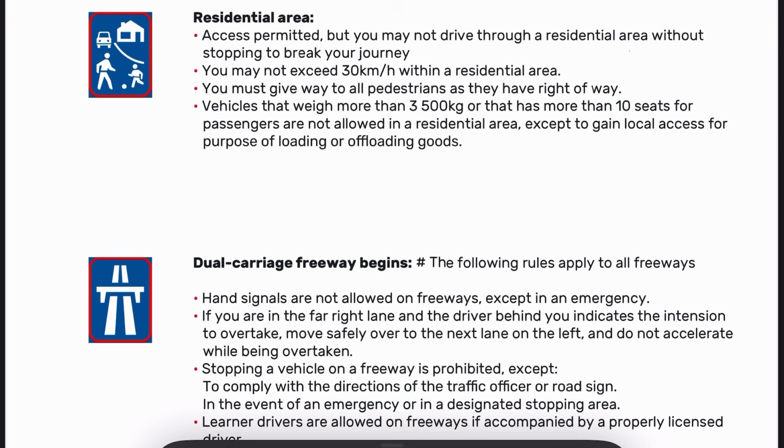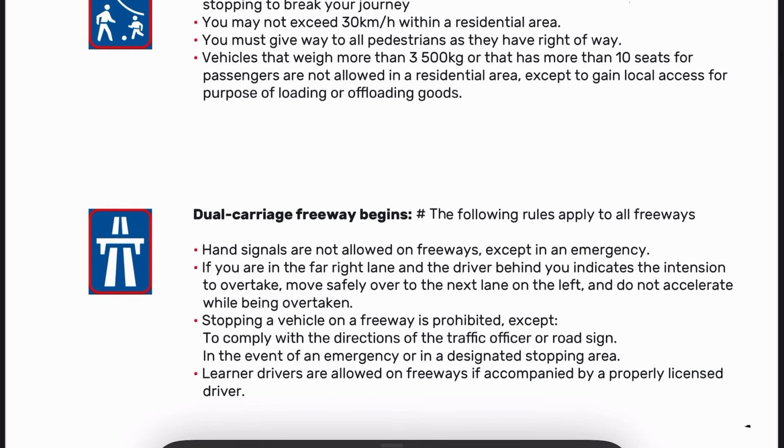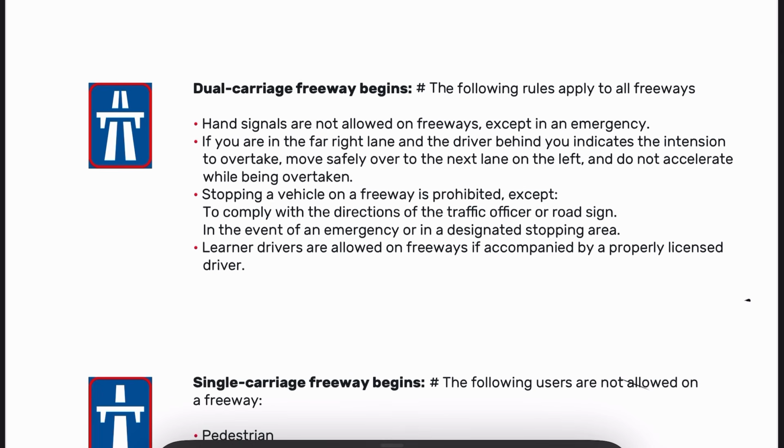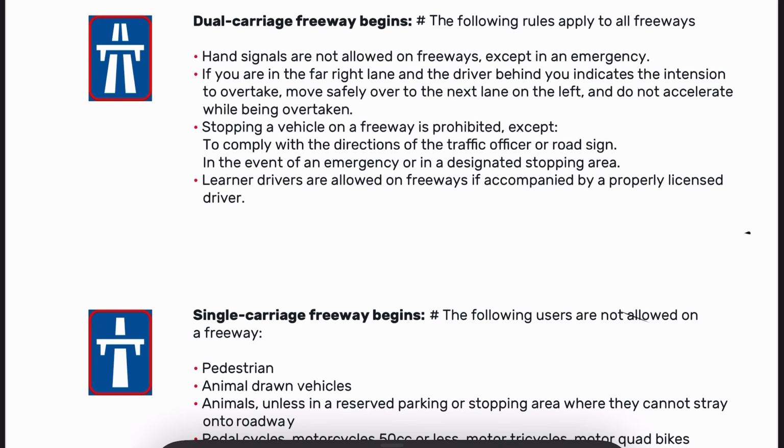So we say they are part of comprehensive signs. Then you have the dual carriage freeway, which is your normal freeway that you know, with a lot of vehicles going on this side of the road, and a lot of vehicles going on the other side of the road. So with the dual carriage freeway, they're saying the following rules apply to all freeways. Number 1, hand signals are not allowed on freeways except in an emergency. So you can't ask for the way using your hand on the freeway.